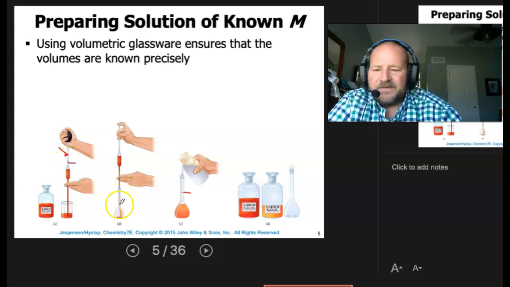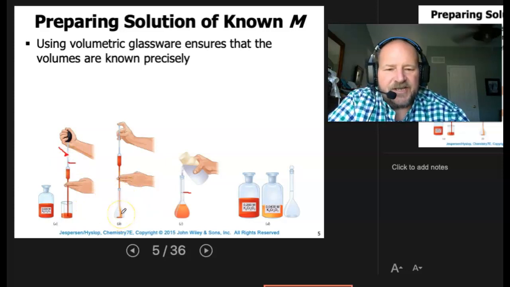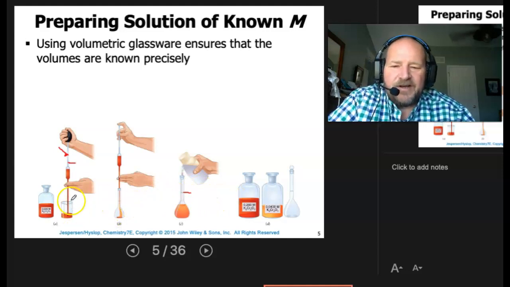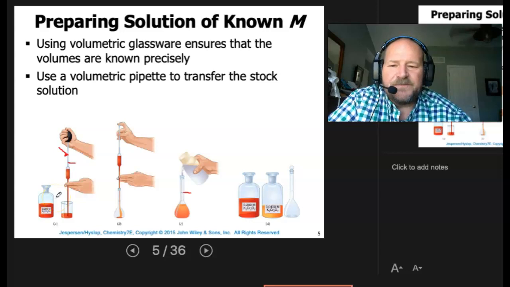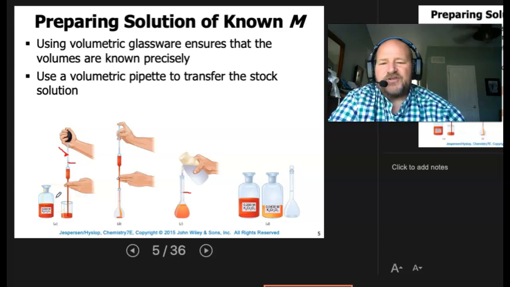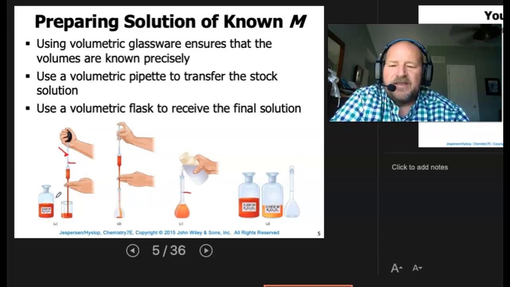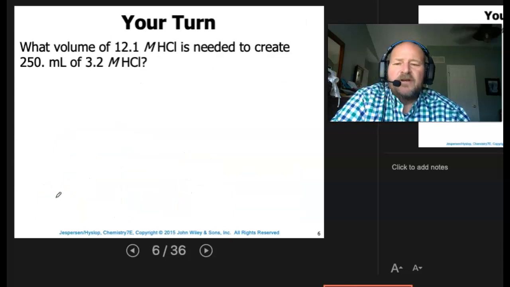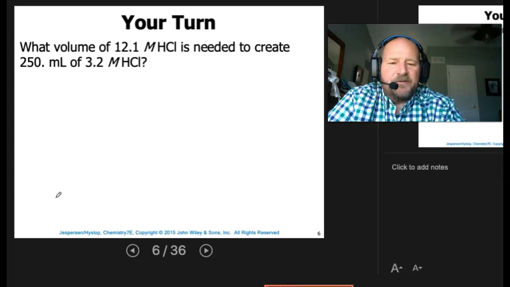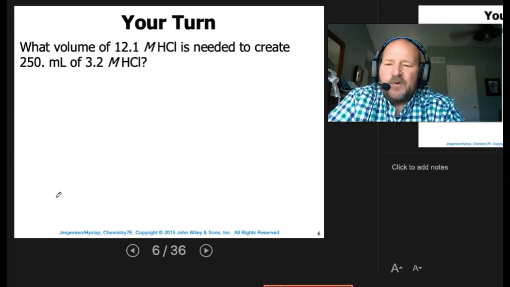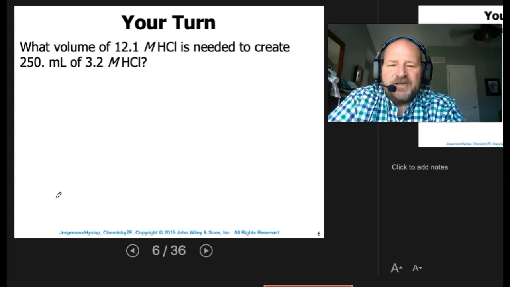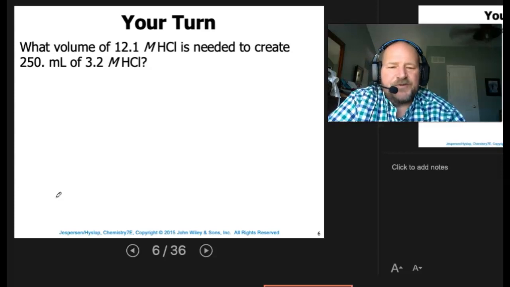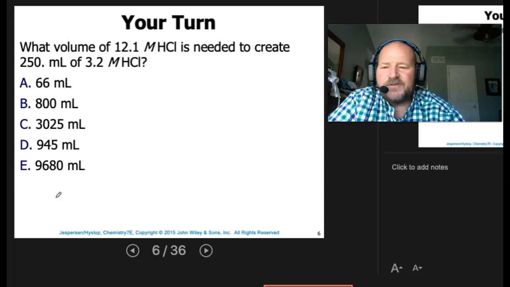Then we'll move it over to the flask, put it in the flask just like we did with the solid, right? Then backfill that with water to get to the concentration we're after. So we'll use a volumetric pipette to transfer the stock solution and then use a volumetric flask to receive the final solution. Mathematically though, we don't worry about those details, right? So mathematically, what volume of 12.1 molar HCl is needed to create 250 milliliters of a 3.2 molar HCl solution?